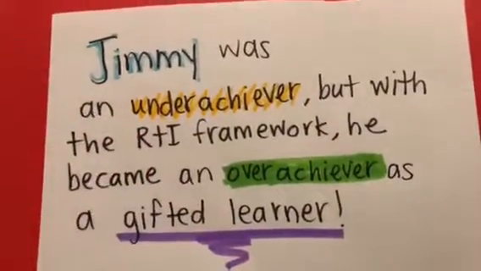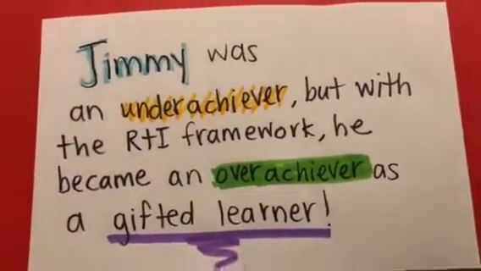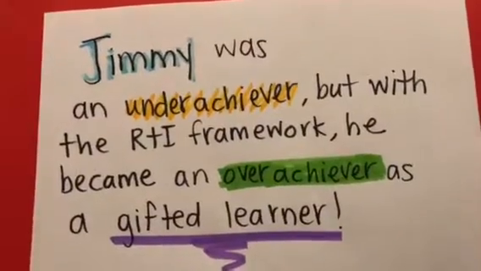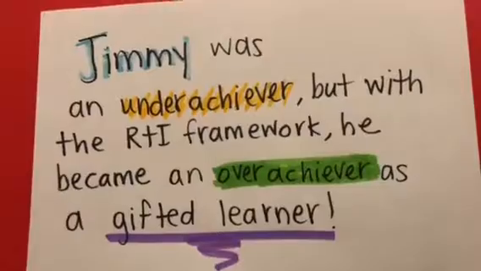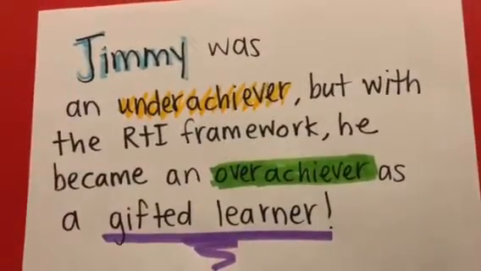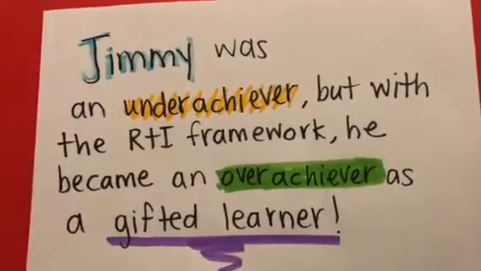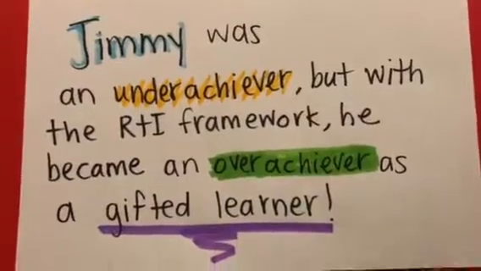And when Jimmy did all of these, and he got the tier 2 and 3, he was an underachiever, but with all that differentiation and with the RtI framework, he became an overachiever as a gifted learner.